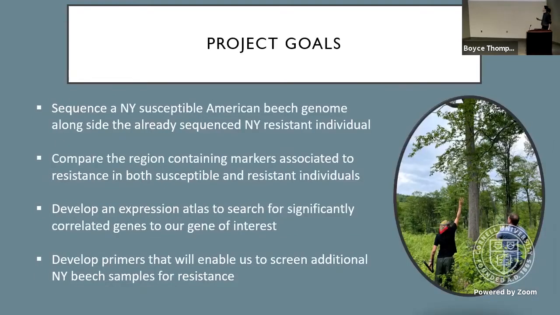So the project goals were to sequence a New York susceptible American beech genome alongside an already sequenced resistant tree. We were going to compare, and we already compared, the region containing markers associated with resistance to beech bark disease. We developed an expression atlas to search for significantly correlated genes of the gene of interest. And we developed some primers that will enable us to screen additional New York beech samples for resistance.